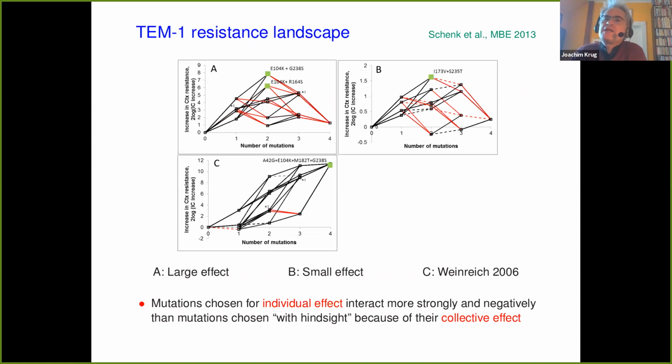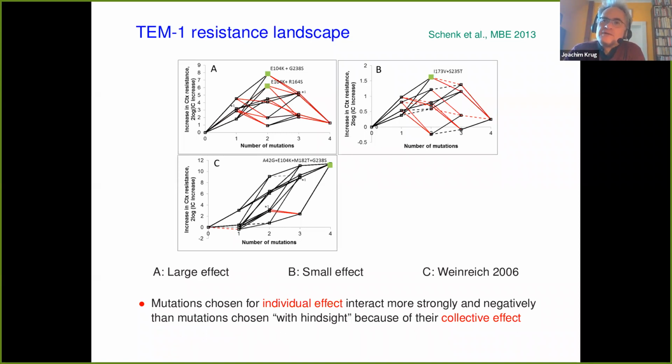So there's a strong sign epistasis, which is not really seen in the Weinreich landscape. So here we're looking at this TEM1 landscape in a couple of different directions. This is, of course, still a very restricted view of the landscape, because the enzyme altogether has about 2,500 possible point mutations. So there's an enormous space of things that could happen.